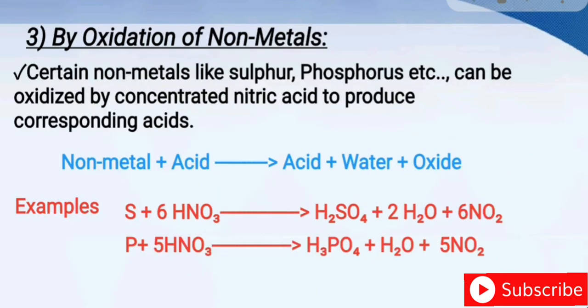By oxidation of non-metals: certain non-metals like sulfur, phosphorus, etc. can be oxidized by concentrated nitric acid to produce the corresponding acid. A non-metal, when it reacts with the acid, produces acid, water and oxide. So, sulfur plus nitric acid produces sulfuric acid plus water plus nitrogen dioxide. Phosphorus, when oxidized by nitric acid, produces phosphoric acid.